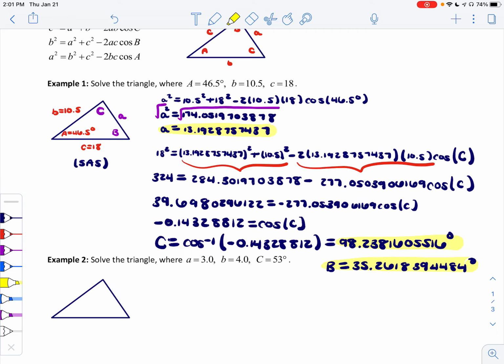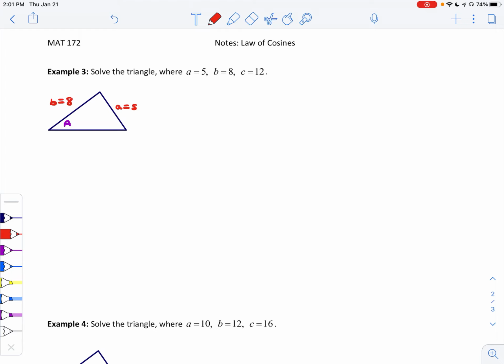I'm going to jump down to example 3 just to show you something with the side, side, side case. On this one, I'm going to go ahead as usual and fill in my pieces. So I have side A with a length of 5. Opposite that is my angle A. Side B has a length of 8. Opposite that is my angle B. And then side C has a length of 12, and opposite that is my angle C.